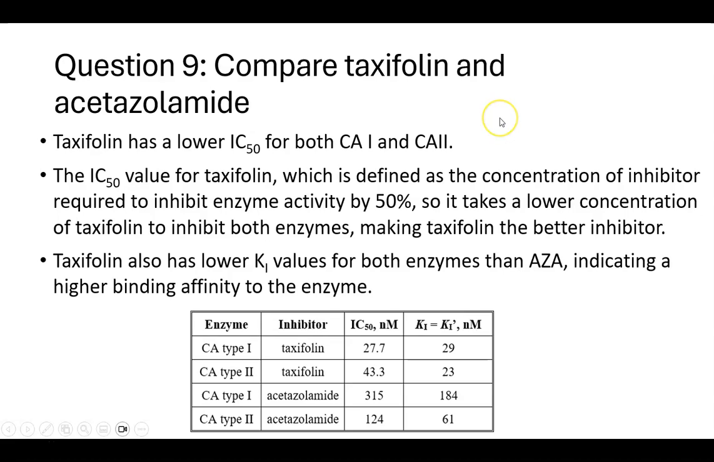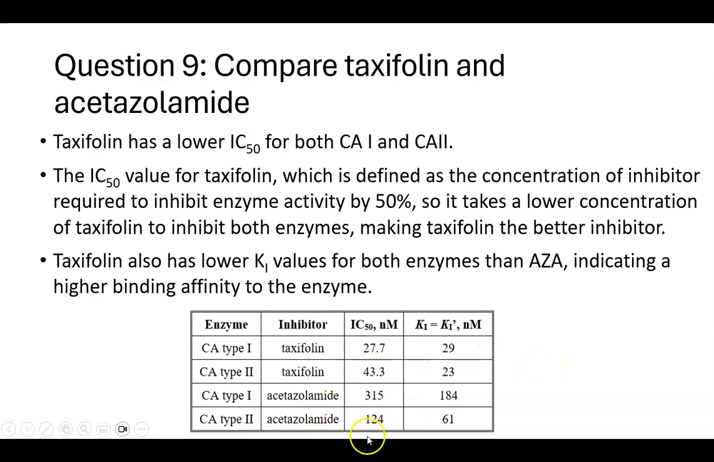Okay, so I asked you to compare taxophilin and acetazolamide, and I gave you IC50 values and Ki values. The way that you would answer this question is you'd have to describe what IC50 values are, and they're given as the concentration of an inhibitor required to inhibit the enzyme activity by 50%. So low values mean it takes less. The Ki value indicates binding affinity, with lower Ki meaning higher affinity. So I made myself a little table right here.